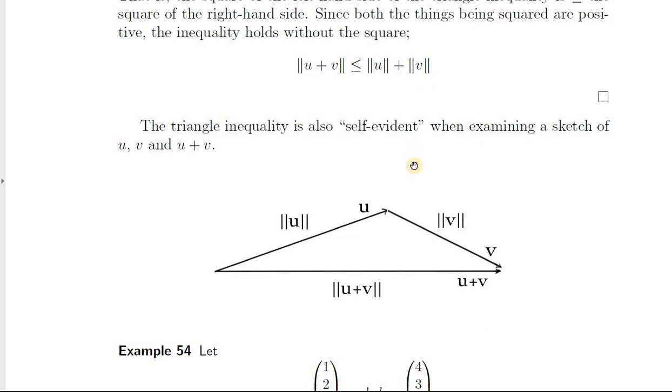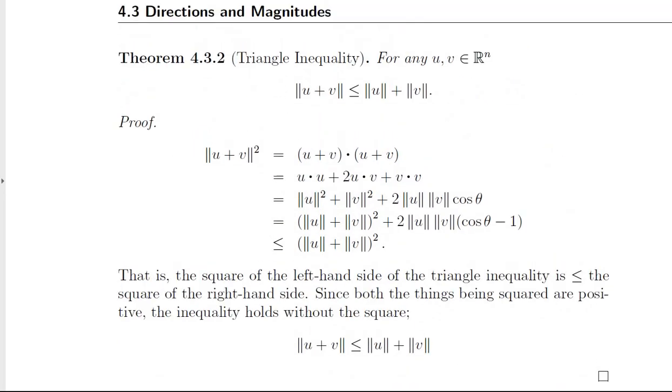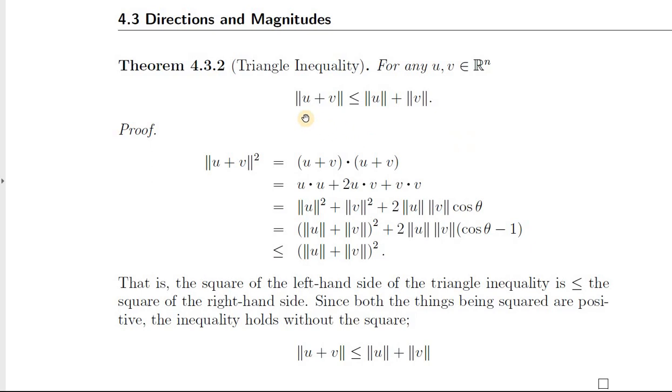Now, we know this is true in 2 dimensions. We know this is true in 3 dimensions. But can we guarantee this is true when we define length in terms of inner product? And in fact, we can. This is called the triangle inequality for obvious reasons, because we get it from a triangle: the length of u plus v should be less than or equal to the length of u plus the length of v. And the proof is a little bit more straightforward than the Cauchy-Schwarz inequality.